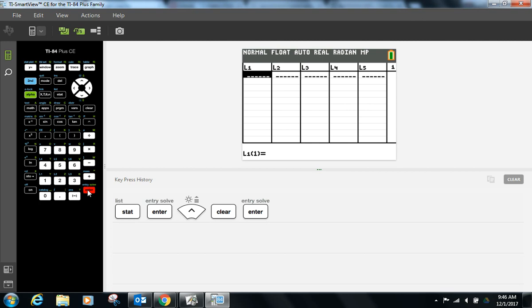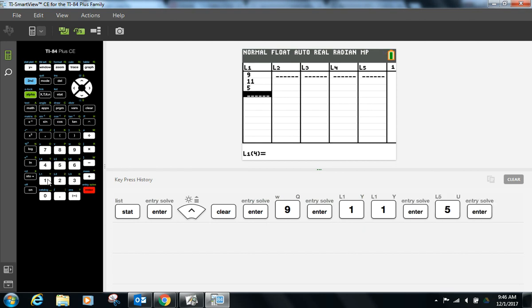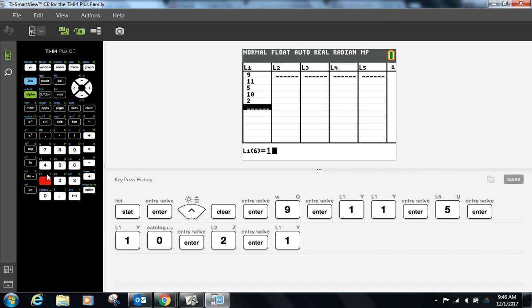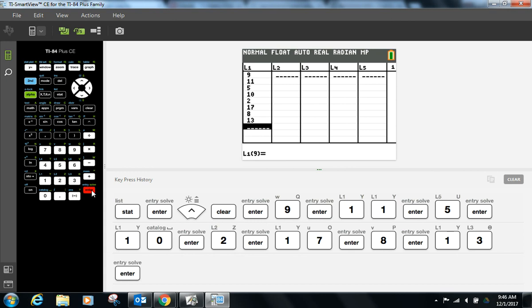All right, so now let's put our numbers in that we just found the mean, median, mode for. And they do not have to be in any order. All right, 9, enter. 11, enter. 5, 10, 2, 17, 8, 13.